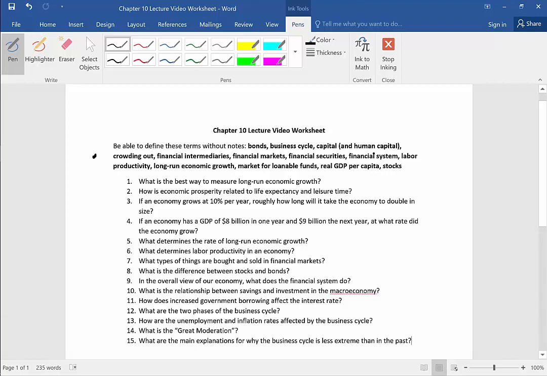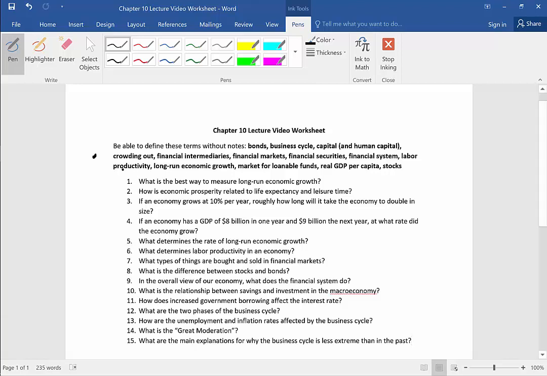The financial system is basically the system of financial intermediaries and financial markets that essentially create the flow of funds from savers who have excess funds to the borrowers who are willing to borrow those funds and pay interest on them.